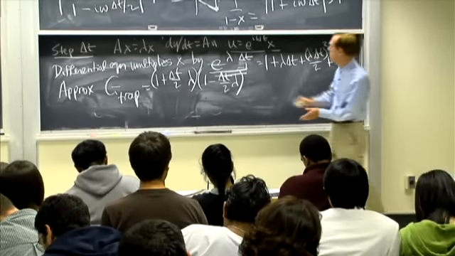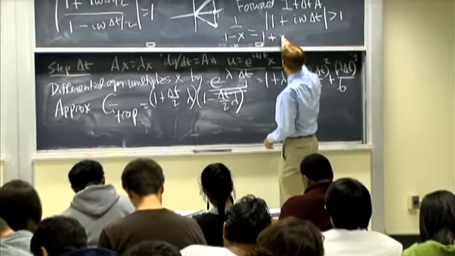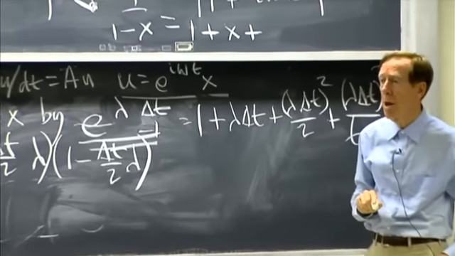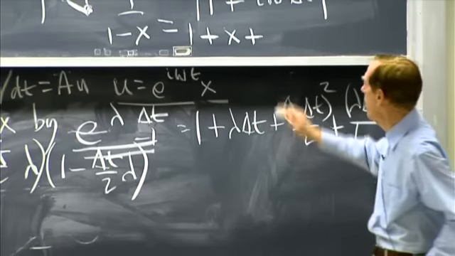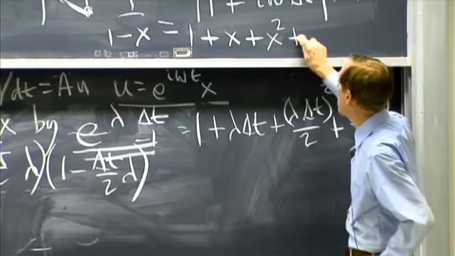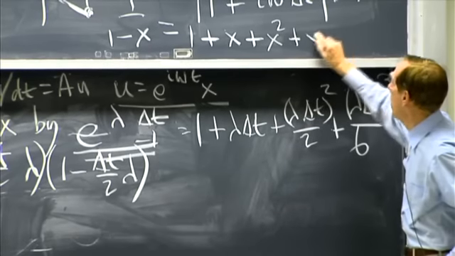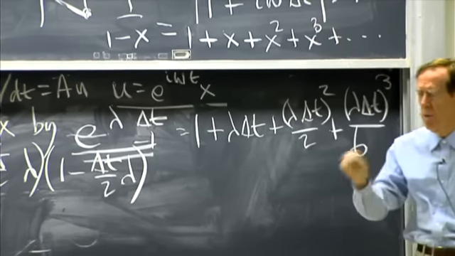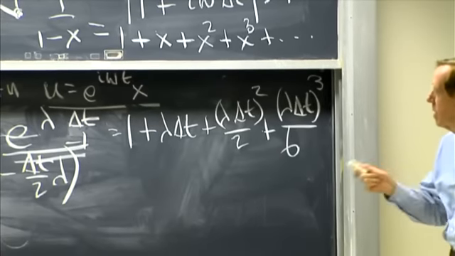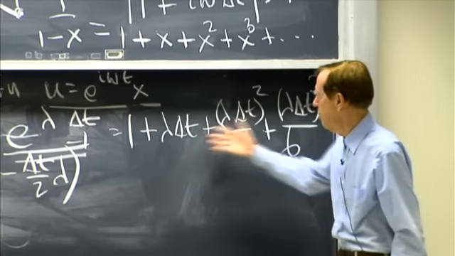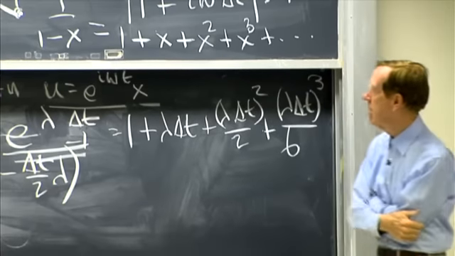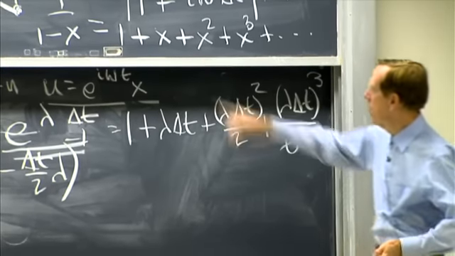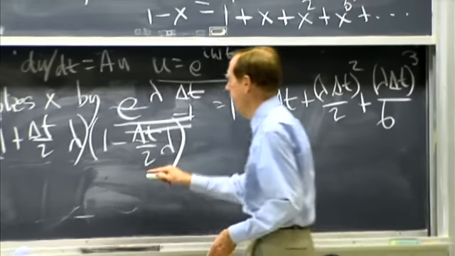1 plus x, good start, plus x squared, right, x squared plus x cubed, and so on. Real simple. It's all the same stuff with no factorials. Those are the two series to know, the exponential series and the geometric series, right? That's the geometric series. Okay, so that's what I've got out of this stuff.